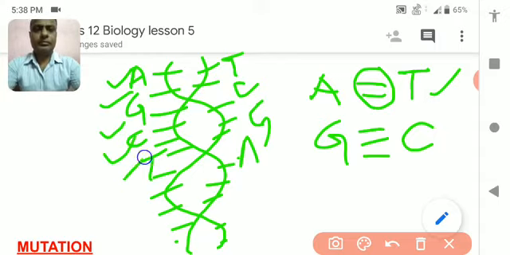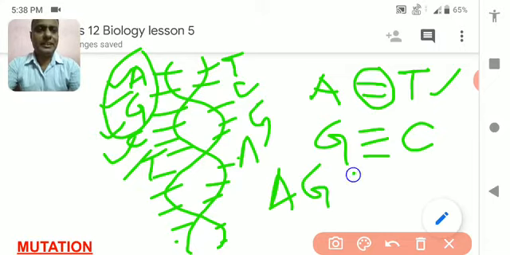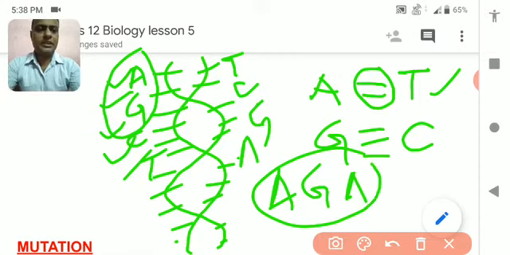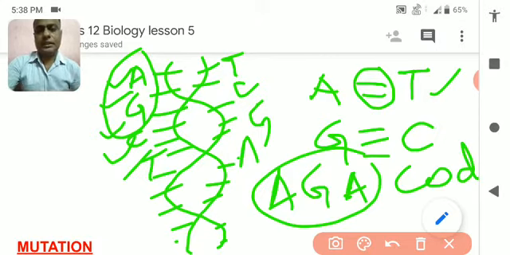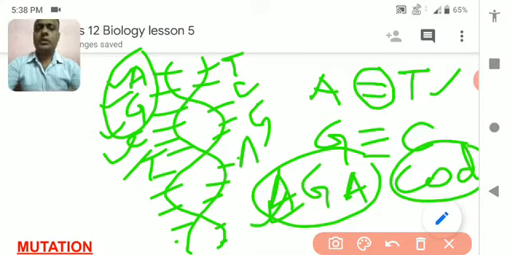Take three nucleotides, suppose AGA. It is a triplet of nucleotides. This triplet of nucleotides is called a code. You will study all these things in the next lesson. So this code actually makes a particular code for a particular kind of protein or amino acid.